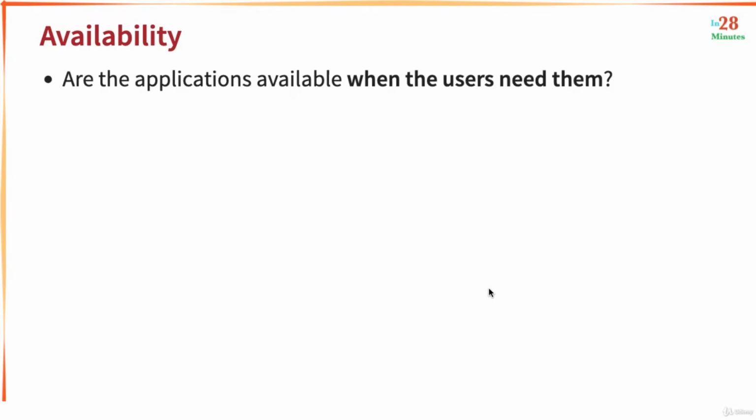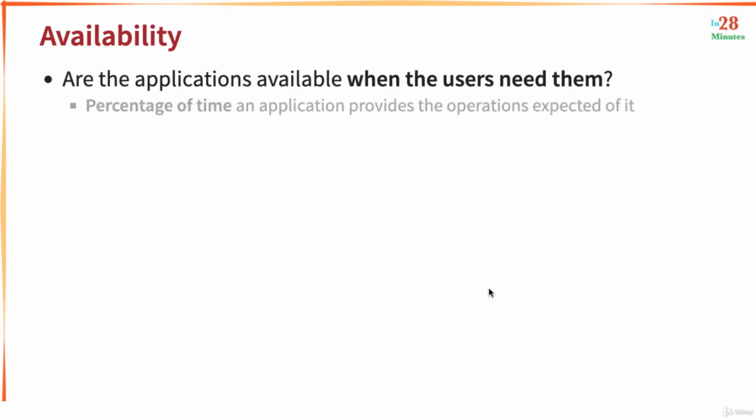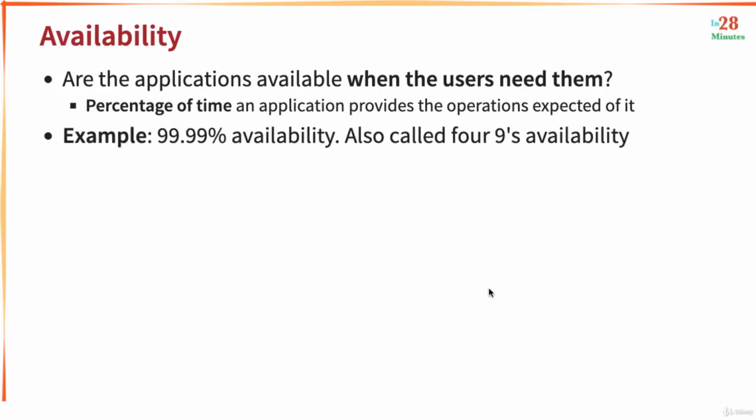Welcome back. Starting this step, let's look at a very important aspect of deploying applications to the cloud, which is availability. What is availability? Are the applications available when the users need them? Availability is a percentage of time an application provides the operations that are expected of it. A good example of availability is 99.99% availability. This is also called 4 nines availability.